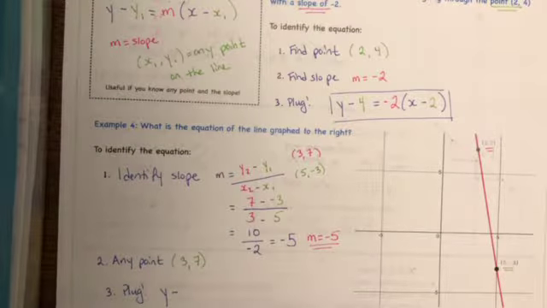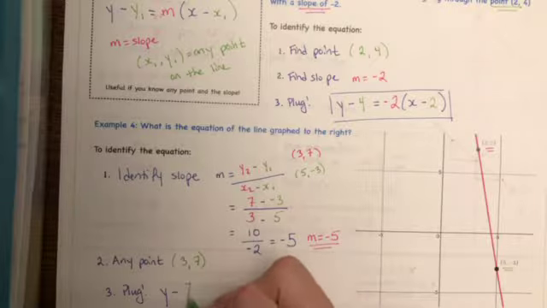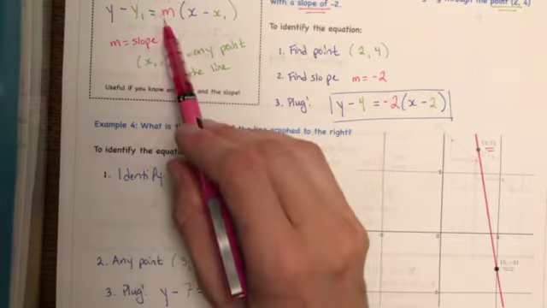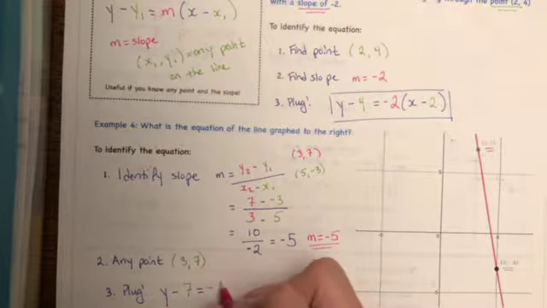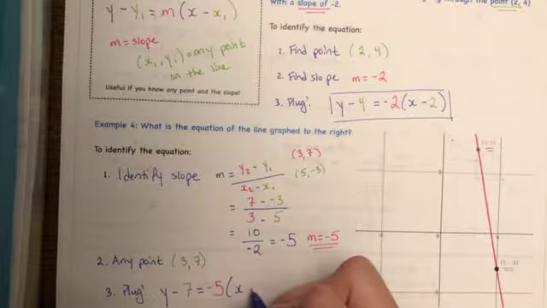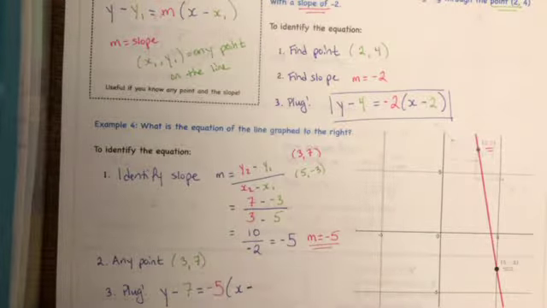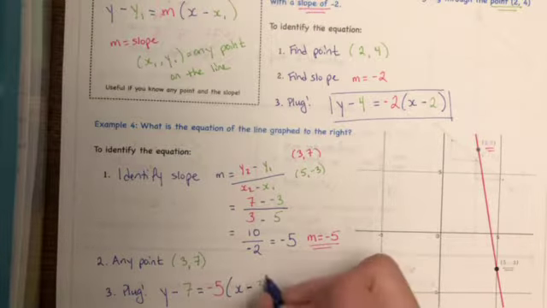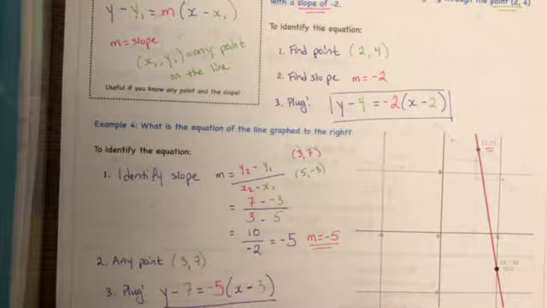So you can see we want y minus y1, which is 7, equals our slope, which is m, which here we have as -5, times x minus x1, which in this case is 3. And that is our point slope form of this line.